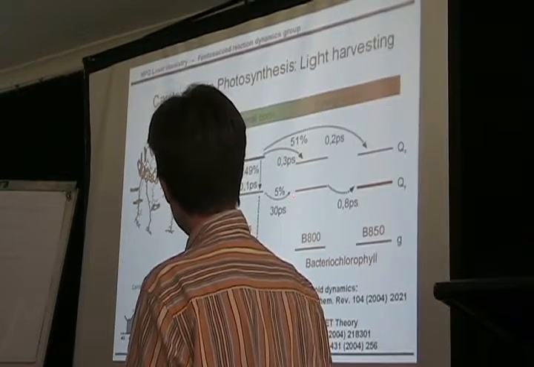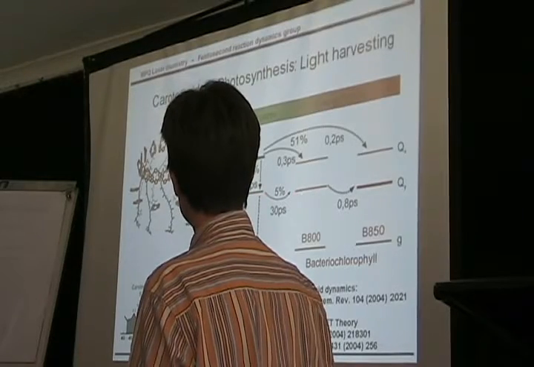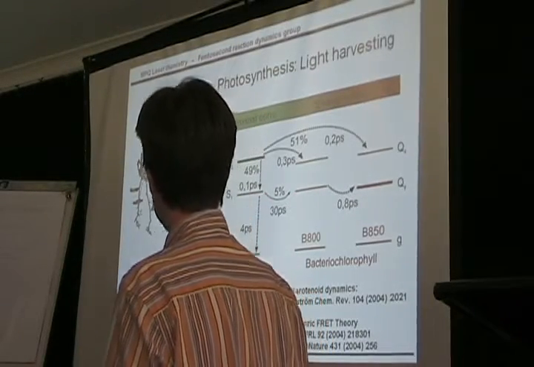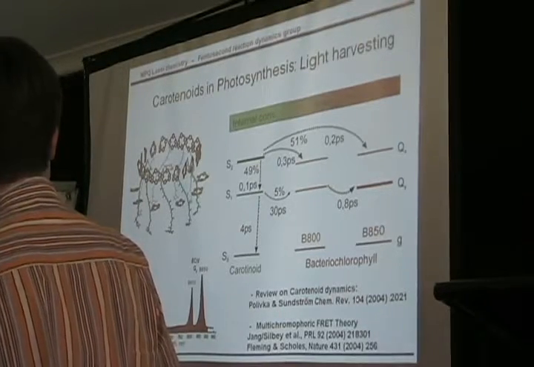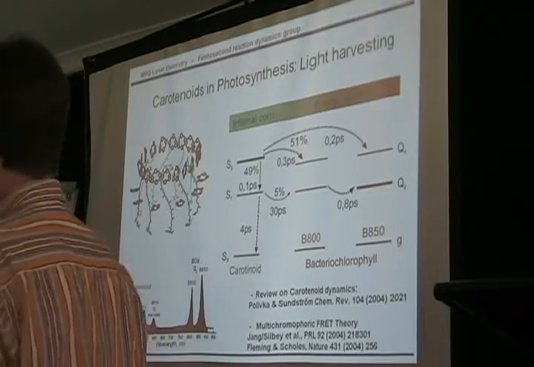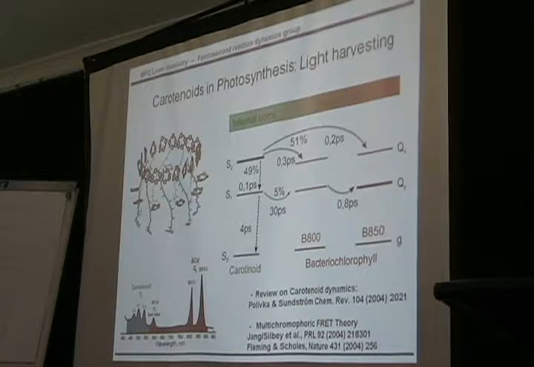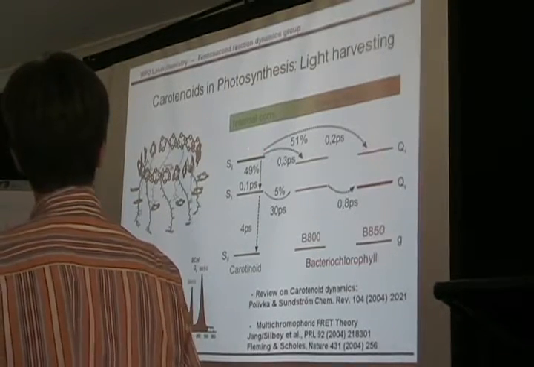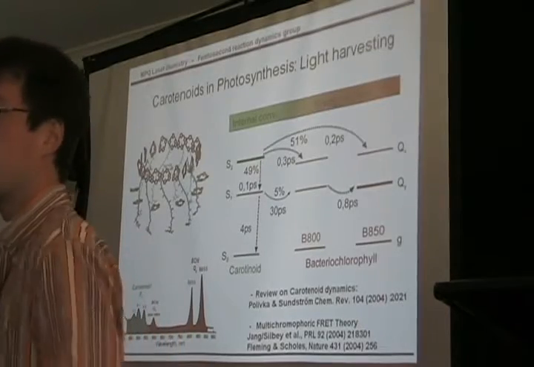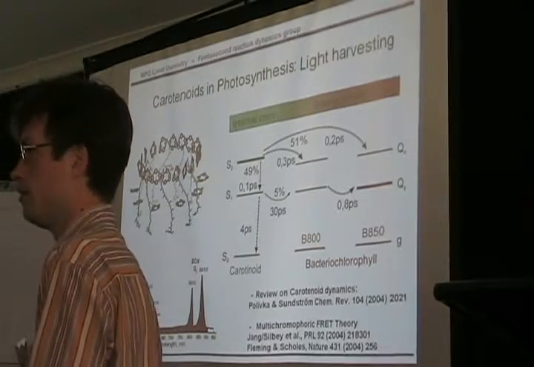There is some very weak coupling between S1 and the bacteriochlorophylls, which is not essential. And there are some excellent reviews here by Polivka and Sundström on these issues. So we have a natural system which is not optimal. It is a system that collects only 50% of the energy from the carotenoids to the final state.